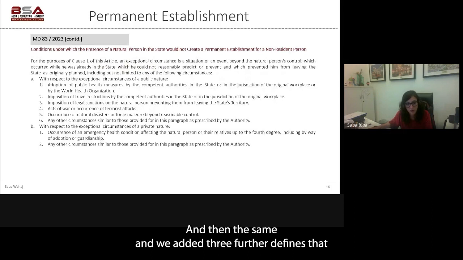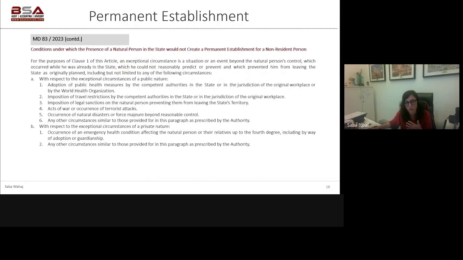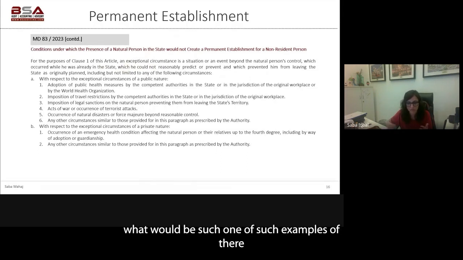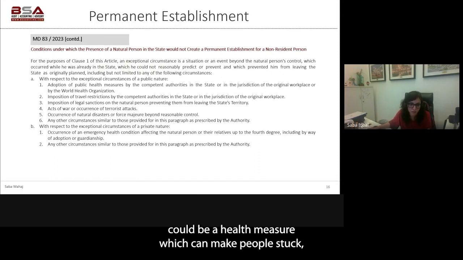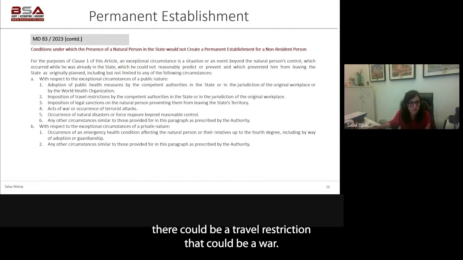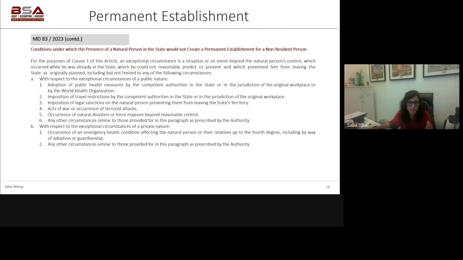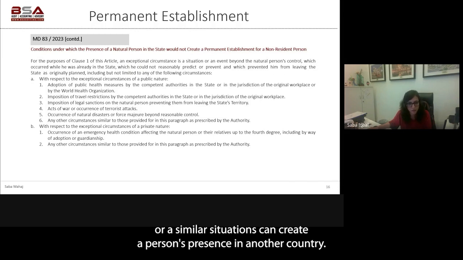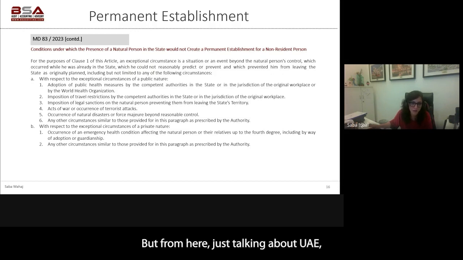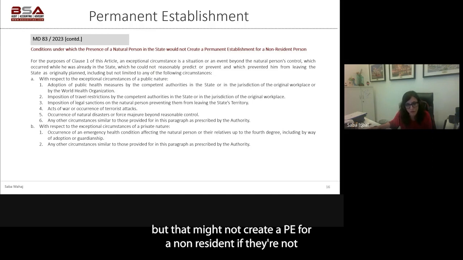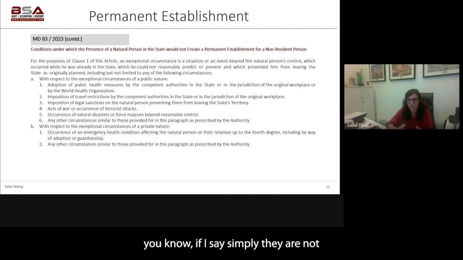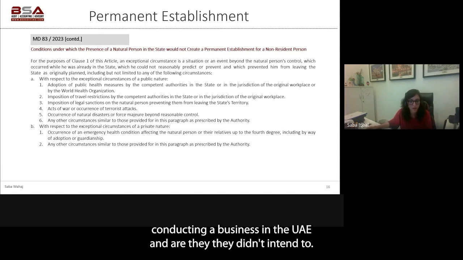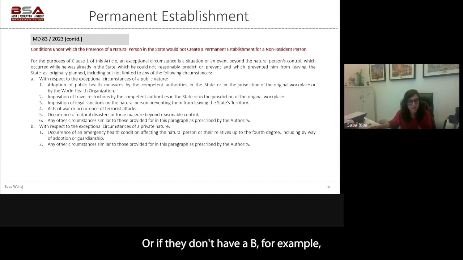And then the same MD 83 further defines what could be some examples. So there could be a health measure which can make people stuck. There could be a travel restriction. There could be a war. And on a personal level, there could be a health emergency or similar situations that can create a person's presence in another country. Just talking about the UAE, that might not create a PE for a non-resident if, simply put, they are not conducting a business in the UAE, and they didn't intend to, or if they don't have a PE.